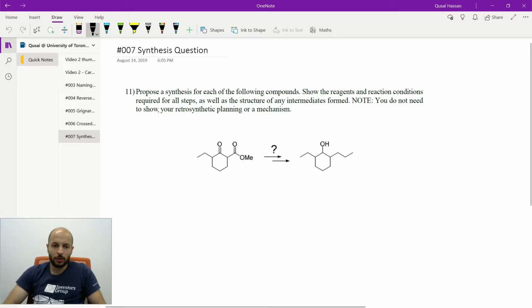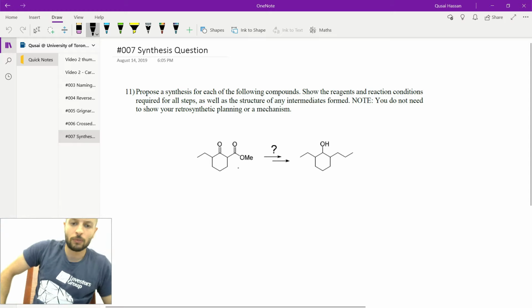So first off, you have this cyclohexane and it's repeated in the product, so we don't have to deal with that, and you have this ethyl group coming out of it, and this ketone group will ultimately have to be reduced to an alcohol. And we have to somehow get rid of this ester group here and replace it with a, what is that? A propyl group.